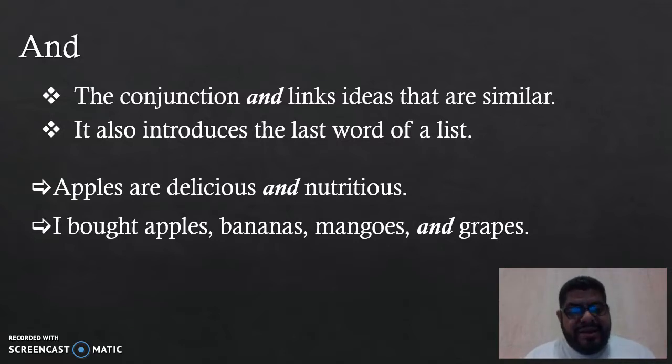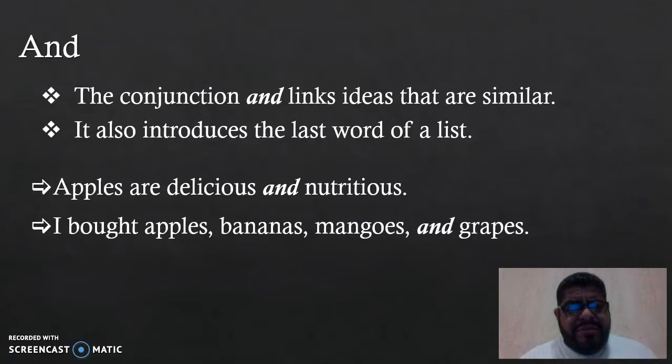In the case of the list, you may be mentioning something you did, like in my case, I bought apples, bananas, mangoes, and grapes. So the last word of this list should be introduced with the conjunction and, because you are closing or finishing the list. Okay? So you may have 2, 3, maybe 4 items, and you mentioned all of them as a list. Well, the last one has to be introduced with the conjunction and, showing the end of the list.